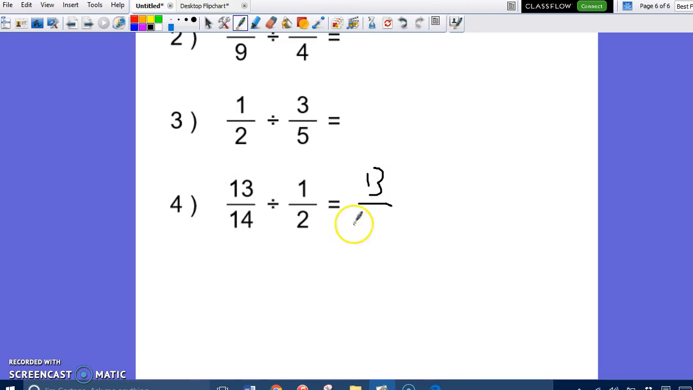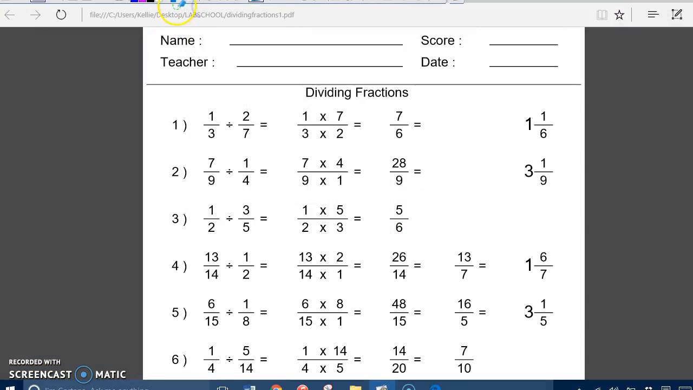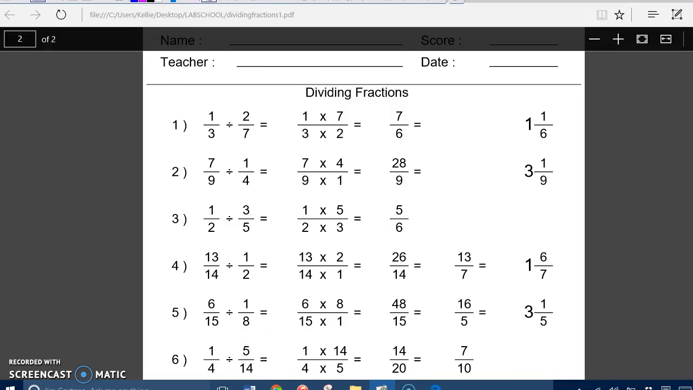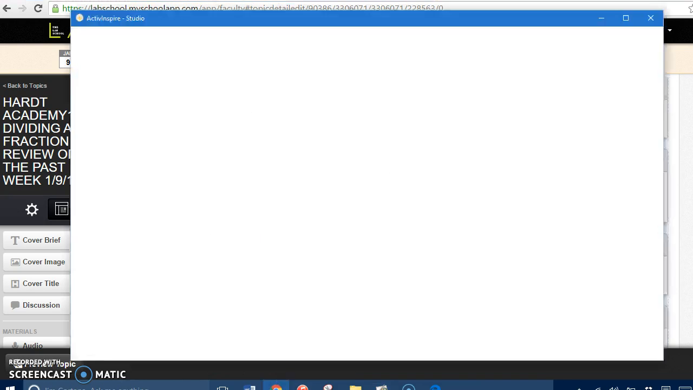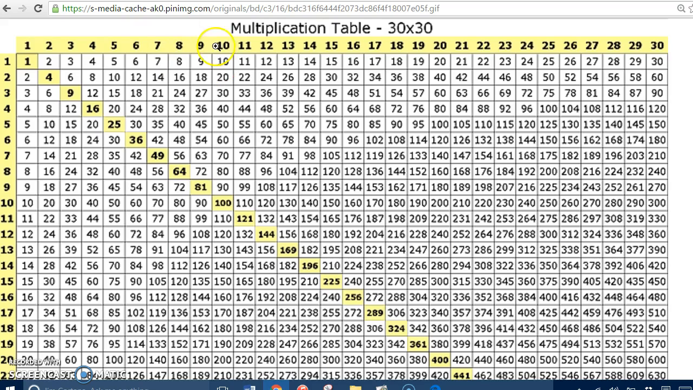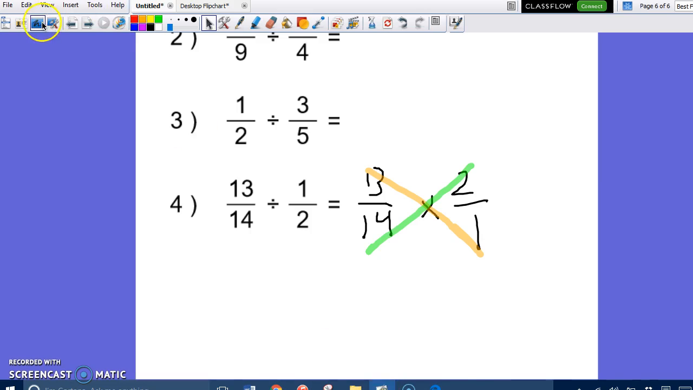Okay, so here we go. Keep the first one the same. Change it to multiplication. The reciprocal, which means flip it. Reduce diagonally. Okay, look at the 13 and the 1. Anytime you have a 1, it's already reduced as much as it can go. But you know that the 2 and that 14 will reduce, because I know they're both even numbers. So I know something will reduce these. Let's say I'm not sure what it is that will reduce them. So what I would do is go into my multiplication chart. There we go. Make it so I can write on it.